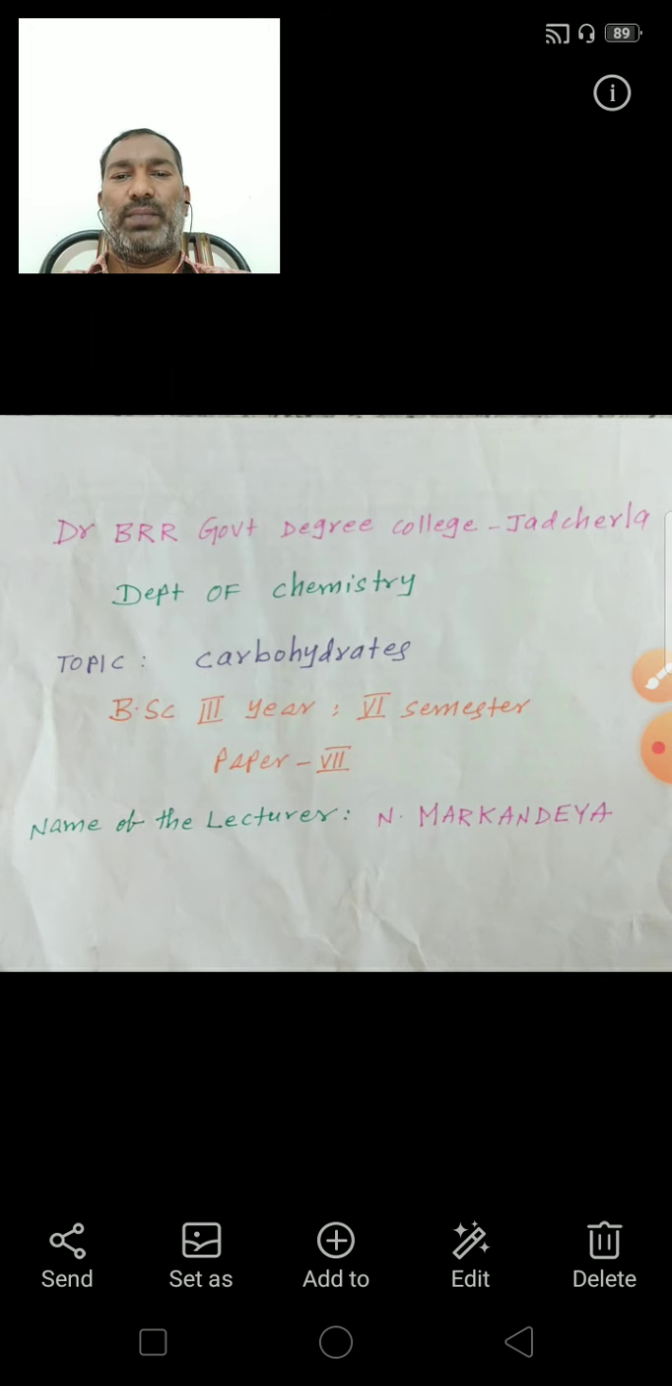Our topic is carbohydrates, sixth semester, paper 7. The structural elucidation of glucose. Glucose has a straight chain structure. For the straight chain structure, we already discussed the evidences. The molecular formula of glucose is C6H12O6.